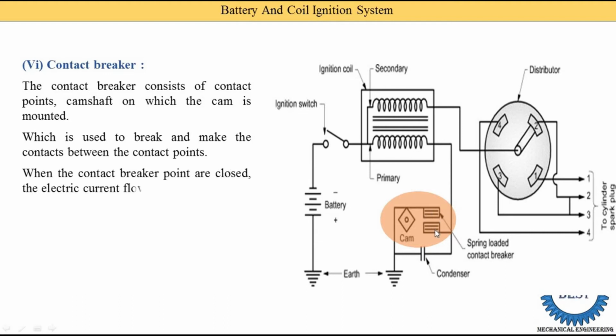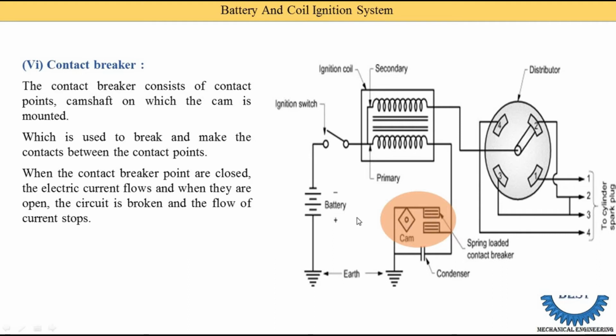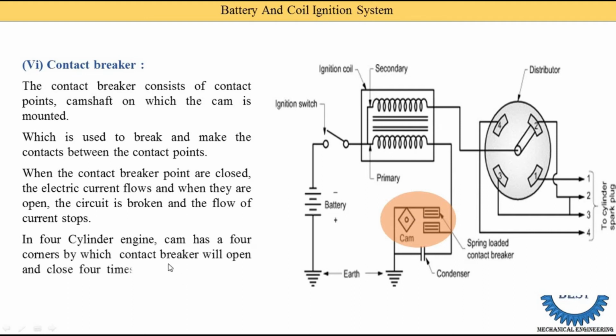What happens when it makes the contact or breaks the contact, we will discuss during the working part. When the contact breaker points are closed, meaning both come into contact, electric current flows. Right now it is in the open position. When they are open, the circuit is broken and the current flow stops. In a 4-cylinder engine, the cam has 4 corners, by which the contact breaker will open and close 4 times in 1 revolution of the cam. When it is rotated 90 degrees, it opens again.